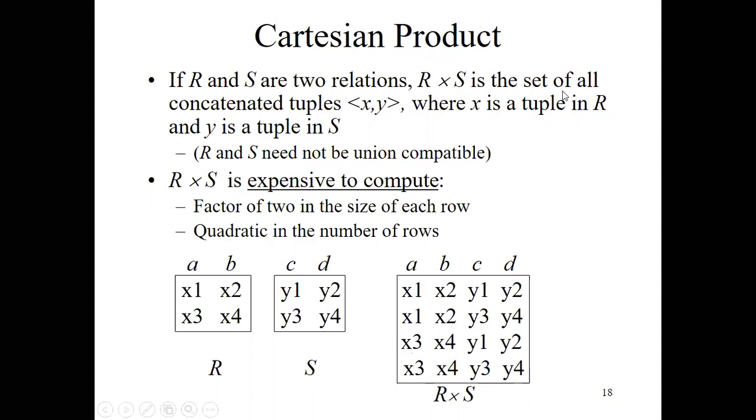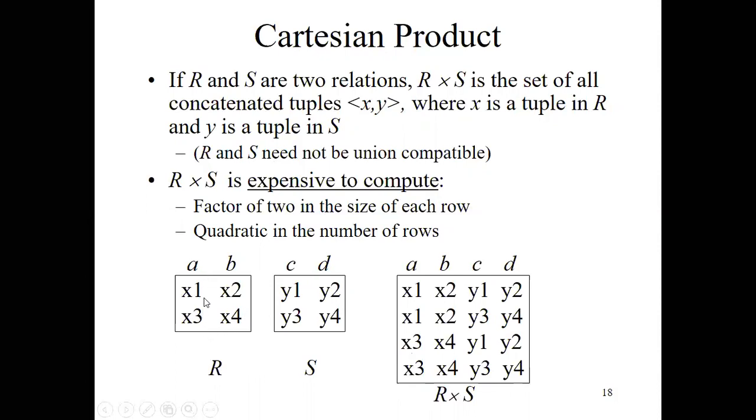R cross S is the set of all concatenated tuples x, y, where x is a tuple of R and y is a tuple of S. So R and S need not be union compatible. I'll tell you what union compatible is when I discuss set theory. R cross S is expensive to compute. Why am I telling you it is expensive?